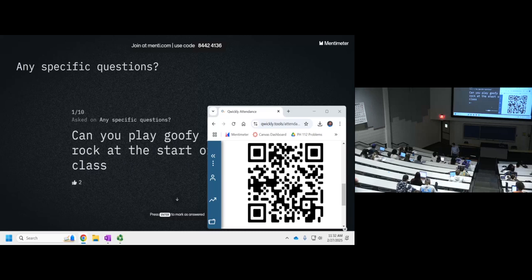Can you play Goofy Goober Rock at the start of the next class? I have no idea what it is, but I've still got my Spotify list open up here, so if you come down at the end of class, I can try to add it to the playlist.